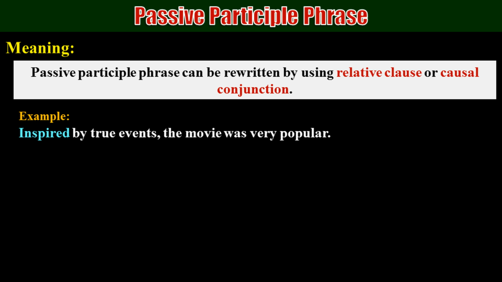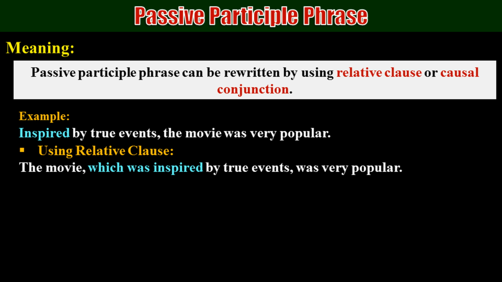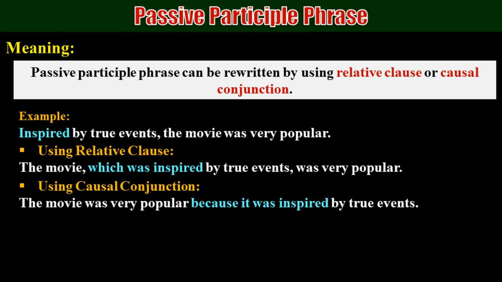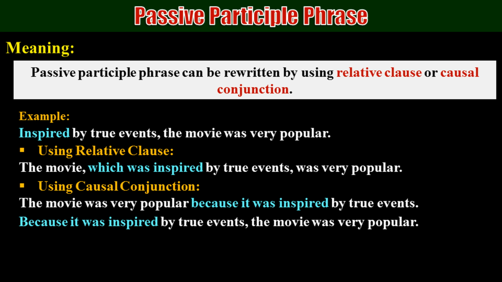Example, sentence using passive participle phrase, inspired by true events, the movie was very popular. Sentence using relative clause, the movie, which was inspired by true events, was very popular. Sentence using causal conjunction, the movie was very popular because it was inspired by true events. Or, because it was inspired by true events, the movie was very popular.